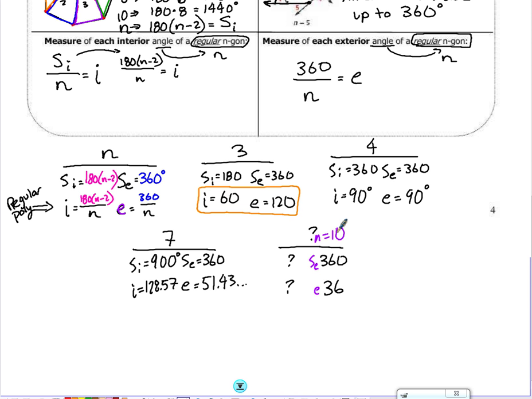What's the relationship that E has with I? Well, E is going to have a value that is supplementary to I. So if E is 36, then I is going to be 180 minus 36, or 144. And again, once I know that, I can multiply that by the number of sides, and I get my sum to be 1,440 degrees.